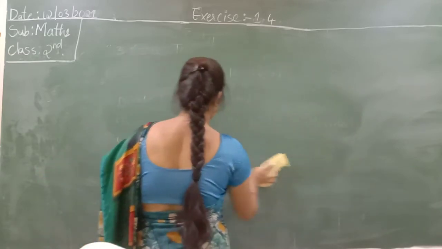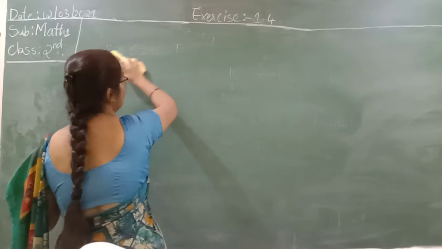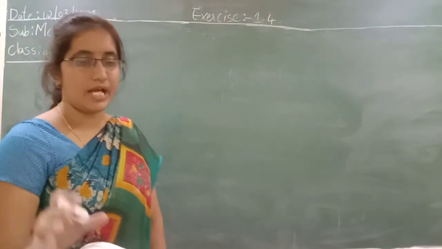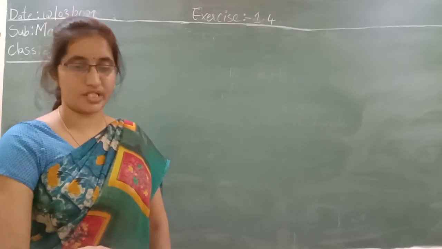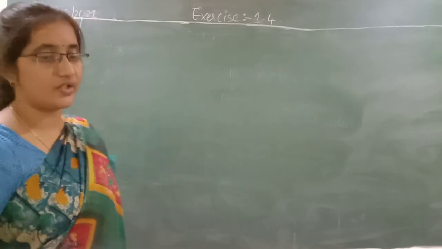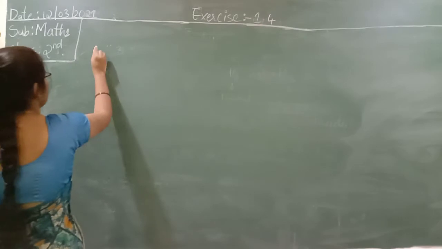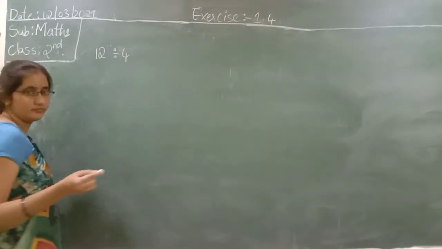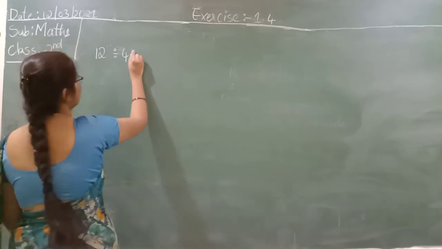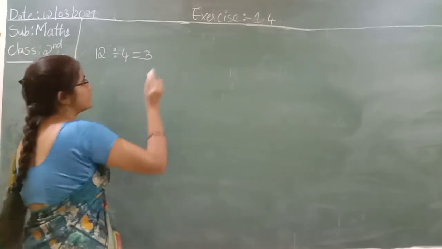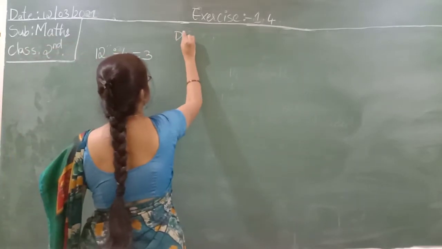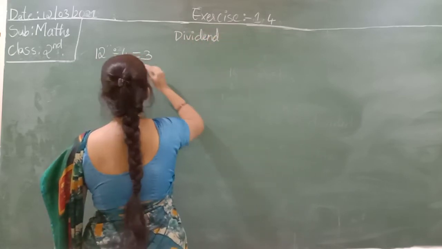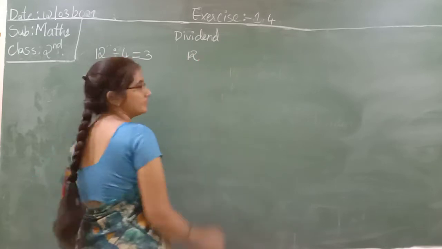Now enter into exercise 1.4. Write the dividend, divisor, quotient for each division fact. The first one is already written. I'll go to the second one: 12 divided by 4 equal to 3. What is the dividend here? 12. 12 is the dividend.